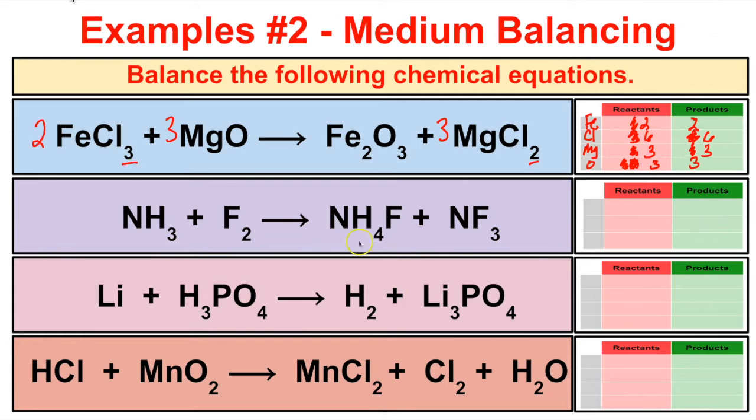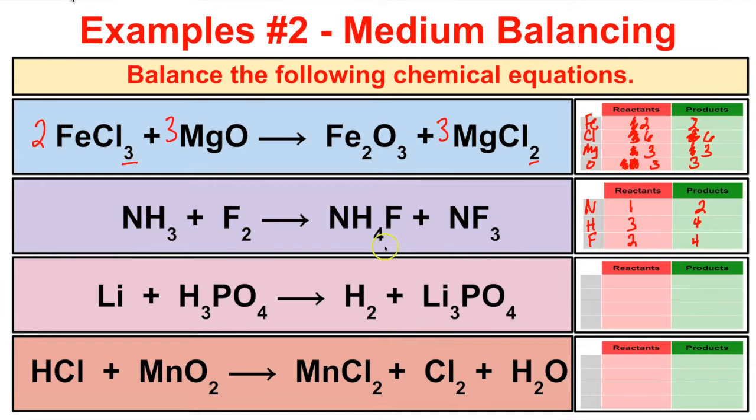Let's take a look at this example right here. If we take a look, we have nitrogen, we have hydrogen, and we have fluorine in our chemical equation. And if we take a look on the reactant side, we have 1 nitrogen, we have 3 hydrogens, and 2 fluorines. And on the product side, we have 2 nitrogens, we have 4 hydrogens, and we have 4 fluorines. So our chemical equation is unbalanced.